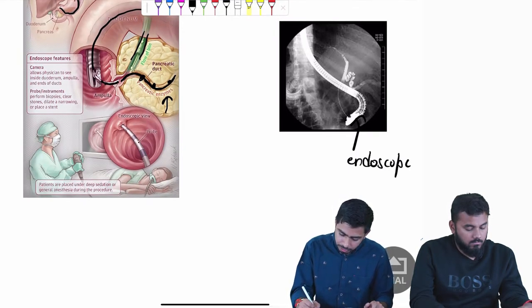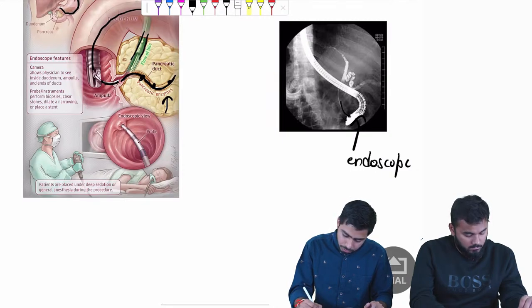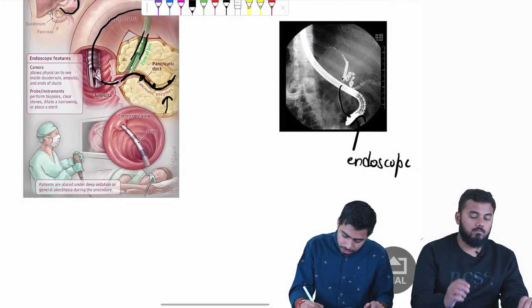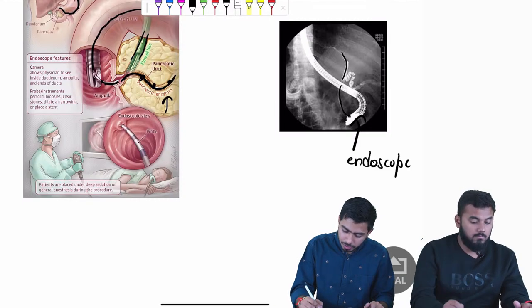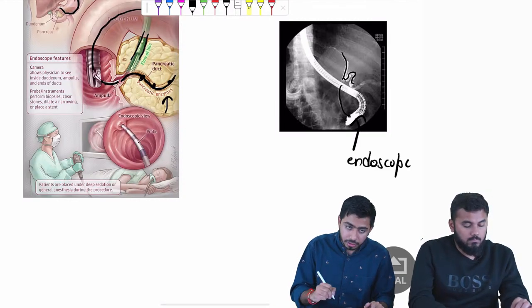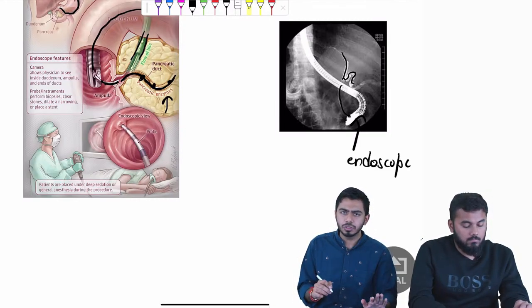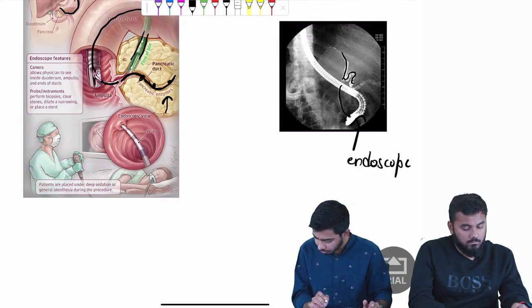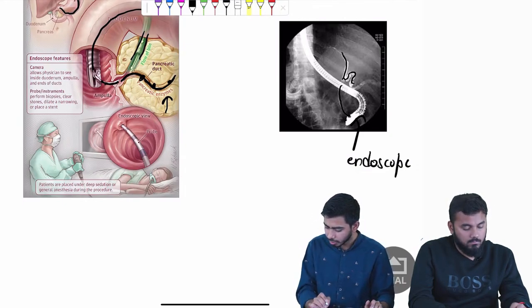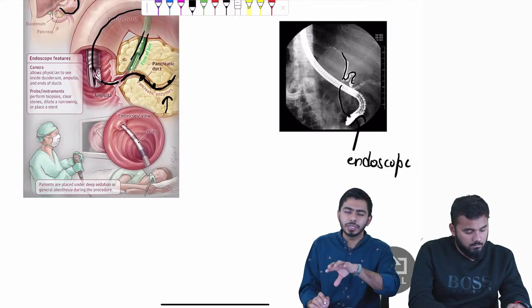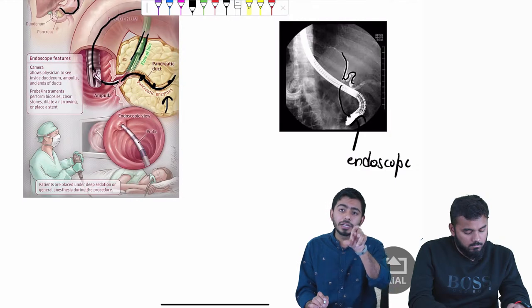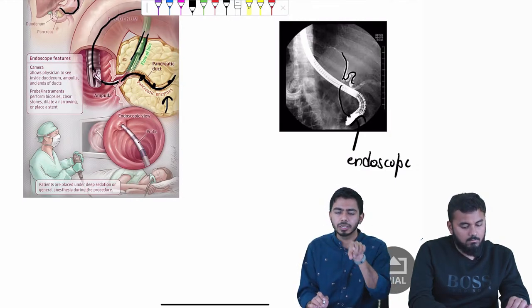So with that, what they did is they went into the major duodenal papilla, and this is the common bile duct, and this could be the pancreatic duct, so they can clear the stones from there. That's why it is called endoscopic retrograde cholangiopancreatography. We can see the cholangio part, that is the common bile duct, and we can see the pancreatic part also, we can visualize the pancreatic duct as well.